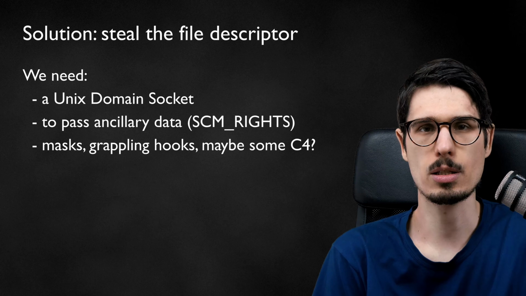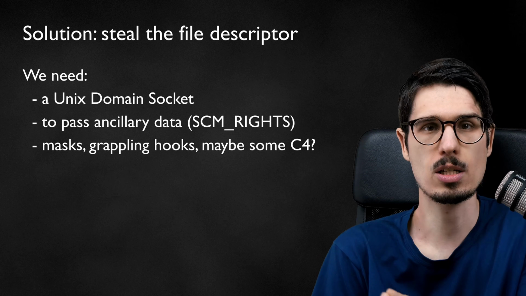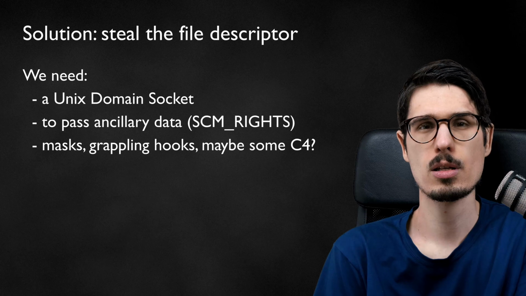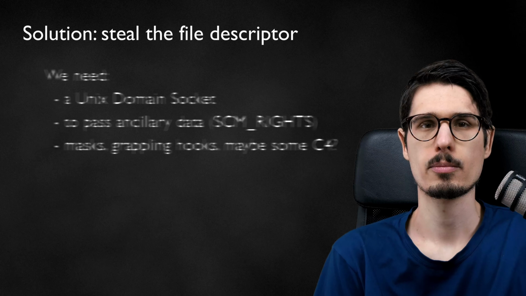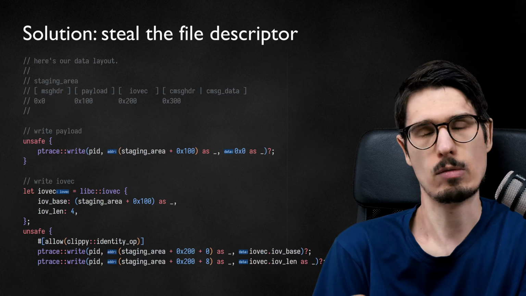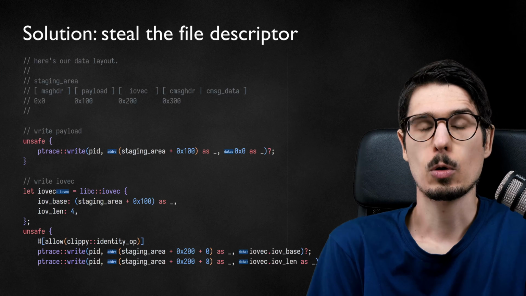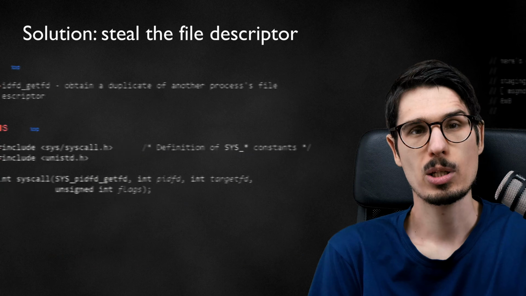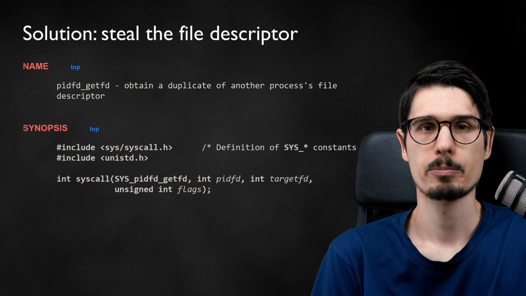One way to do that is to have the tracer listen on some Unix domain socket, and for the tracee to connect to it and use SCM_RIGHTS to transfer the file descriptor over. This is already annoying to do normally, but doing this through ptrace was even more confusing. I discovered only while writing the script for this video that there's a much simpler way to do this with pidfd, but again, that could be its own entire video.